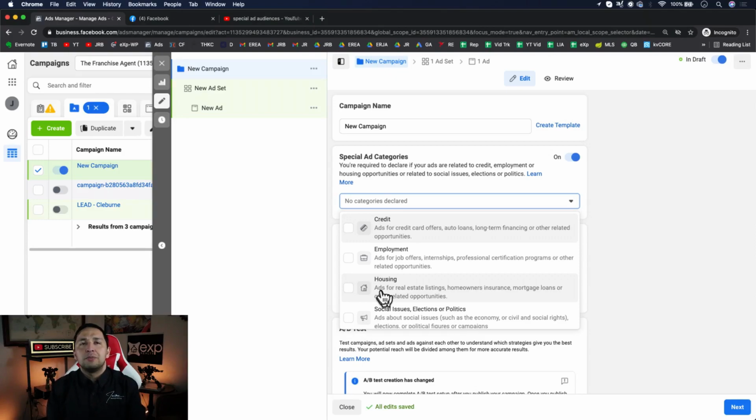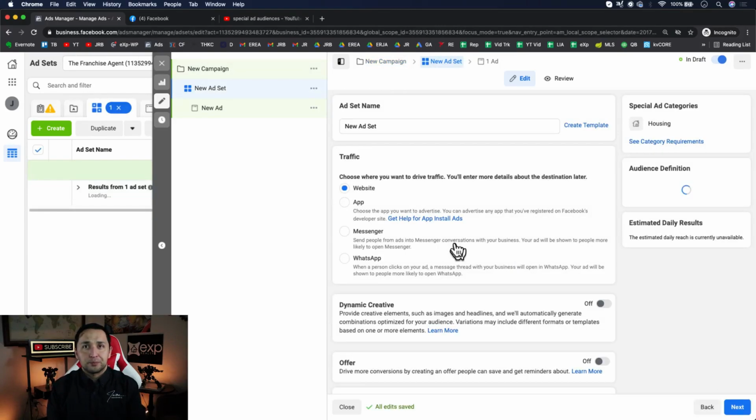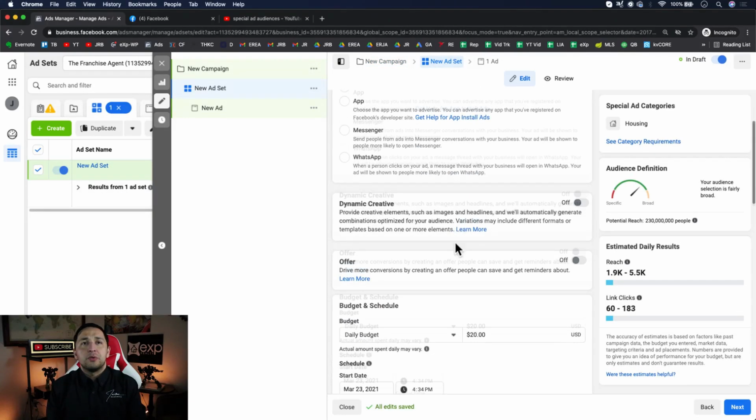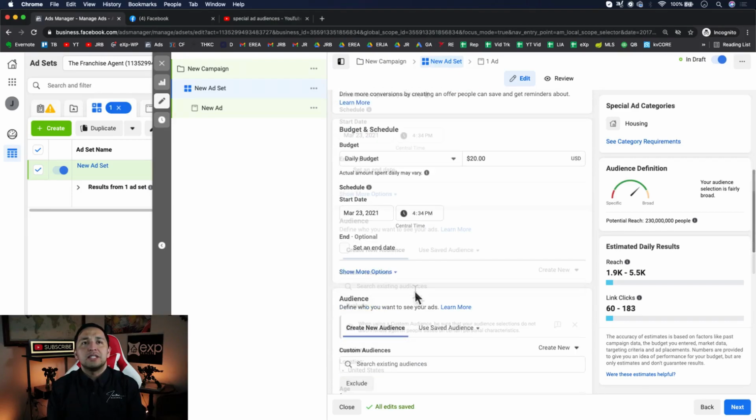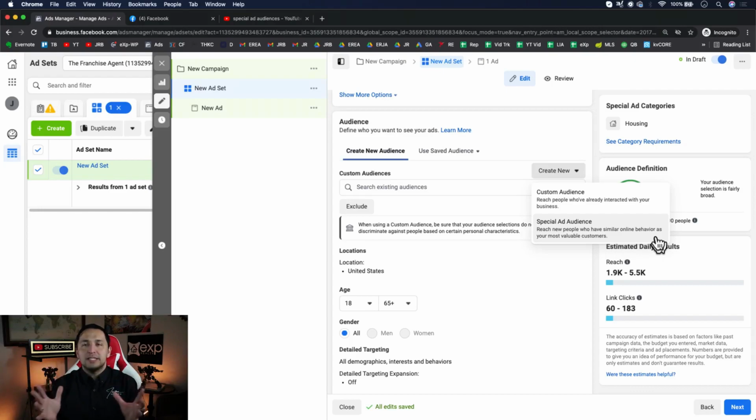So just want to make sure that everybody is on the same page between the special ad category and the audiences that you can select. So when we go to housing, just so you see the restrictions, we're going to go to the next one. And then we're going to go to the ad set. So you're going to see something right here. You're going to see here where it says create new. You're going to see the special ad audience. Now, what in the world is this? The special ad audience reaches new people who have similar online behavior as your most valuable customers.